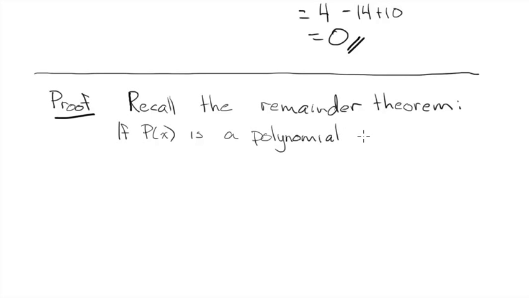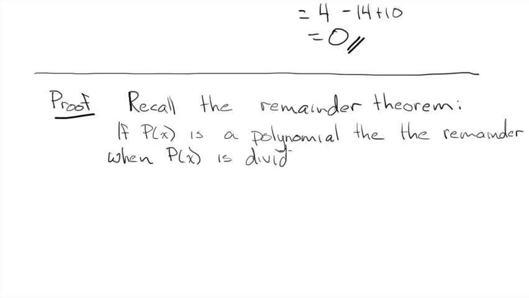then the remainder when p at x is divided by x minus a is the function evaluated at a. So that was the remainder theorem. So basically, with the factor theorem, there's one other thing you need to know.